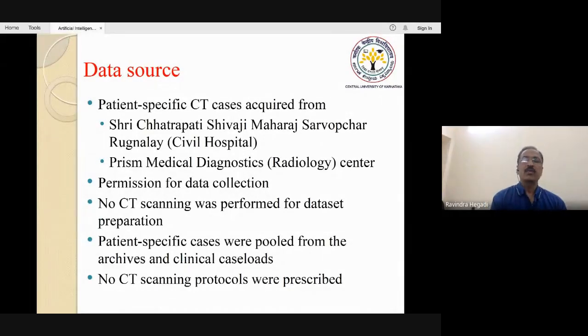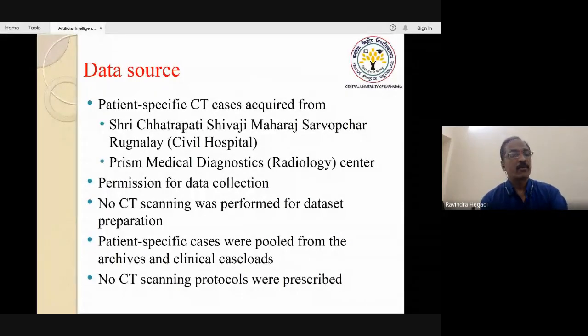So these are the things we need to do, because getting images is a very important part. Without that, we can't do any further research. So we used 2 sources. One is a civil hospital in Solapur, known as Sri Chhatrapati Shivaji Maharaj Sarvopachar Rugnalay. It is a civil hospital in Solapur.